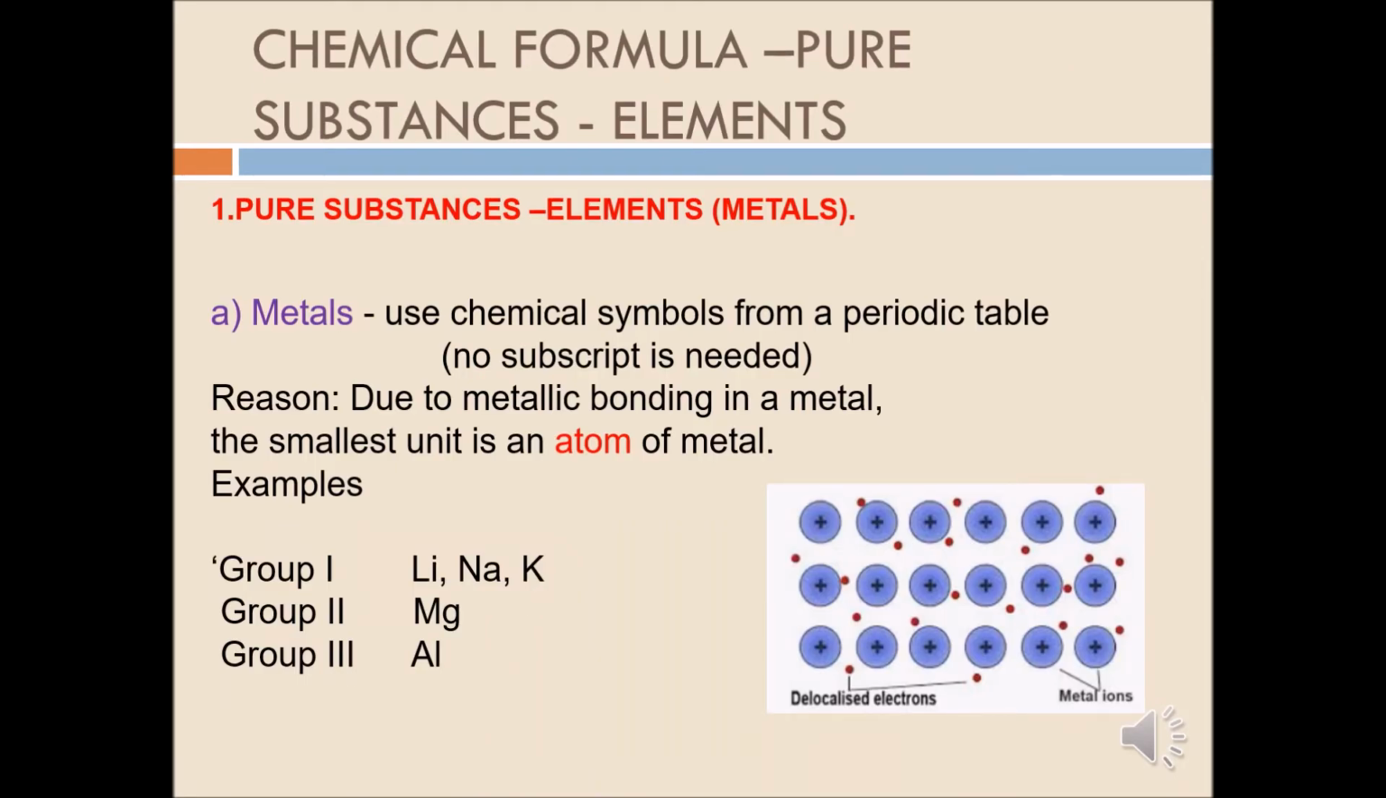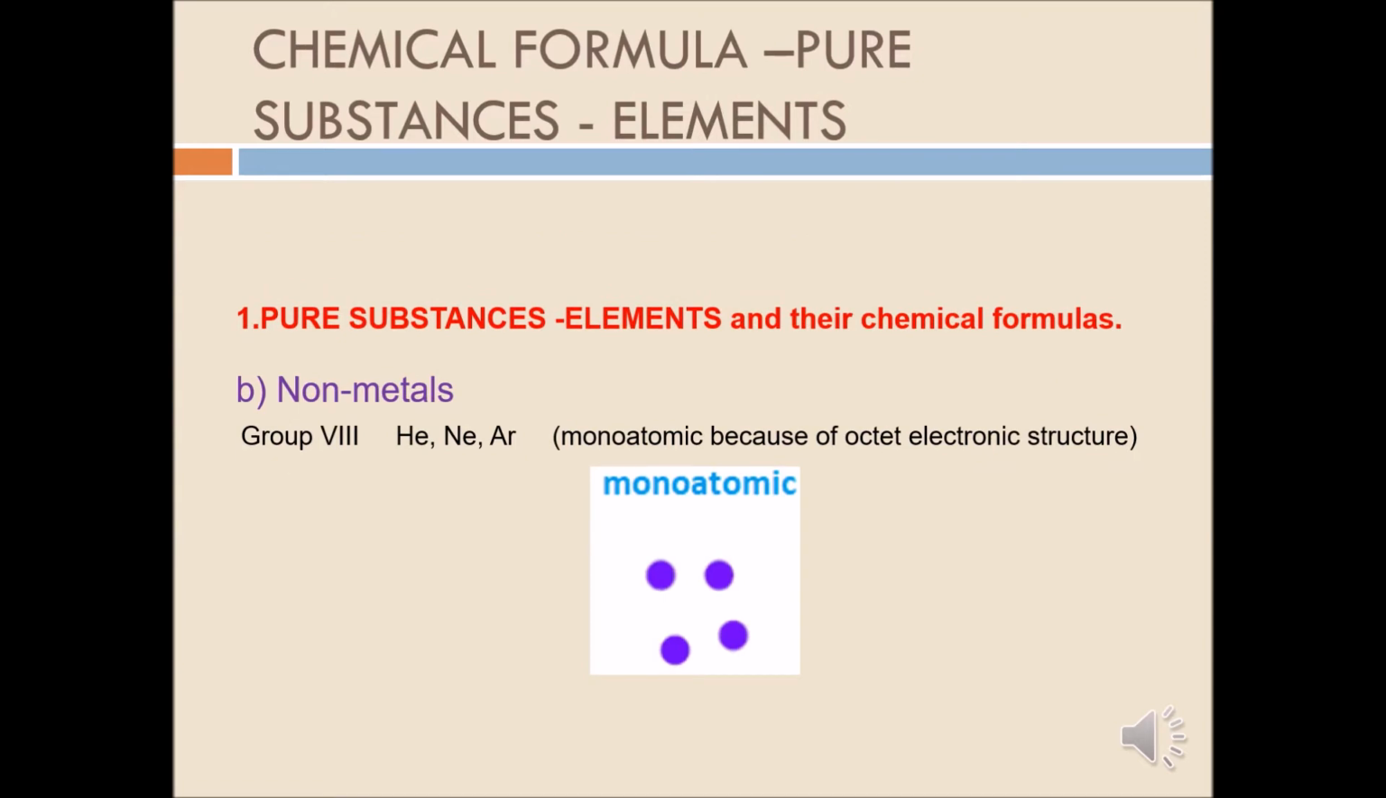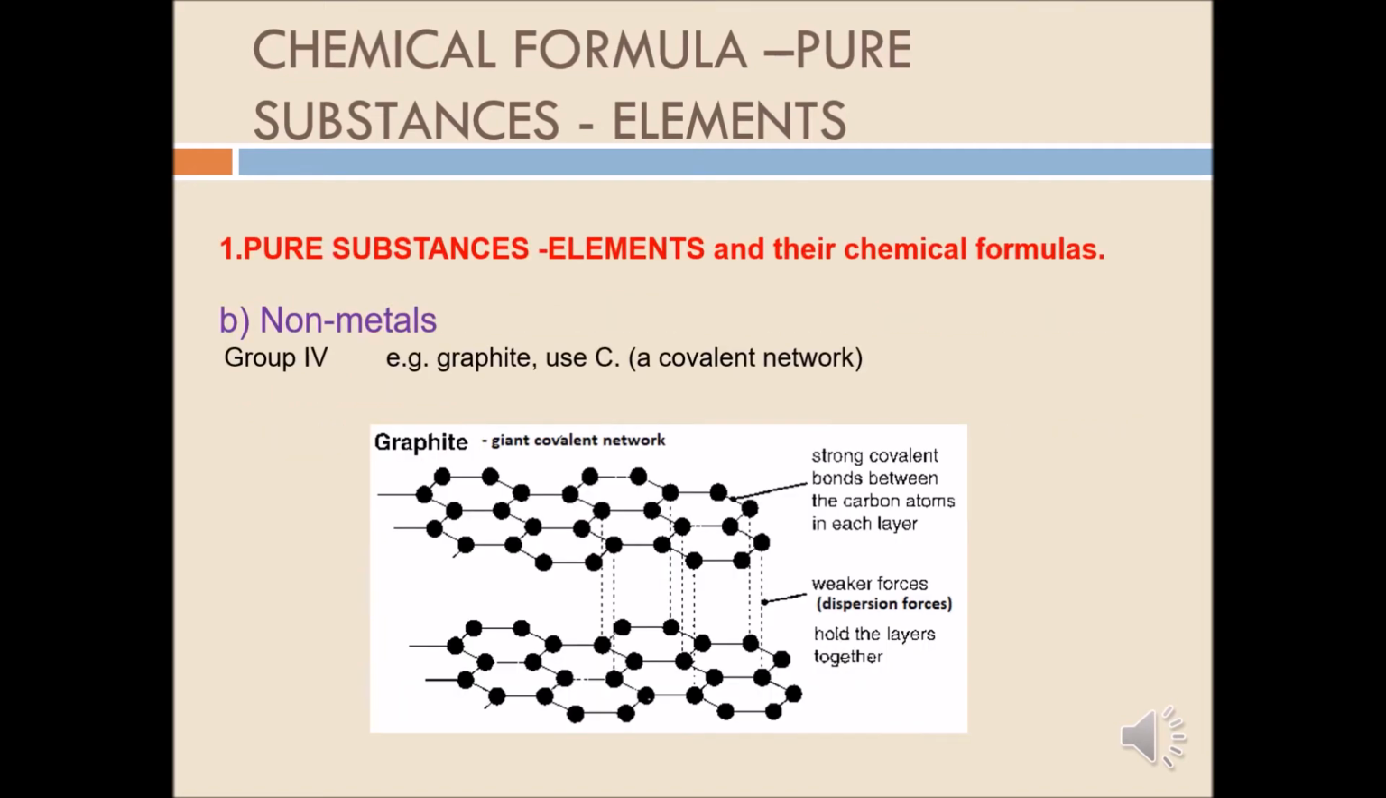Let's look at the first group of pure substances, which are the metals. For metals we use the chemical symbol from the periodic table and no subscript is needed. For non-metals, group 8 elements are monoatomic. So for group 8 elements, we just use the symbol from the periodic table. For example, helium, He, from the periodic table.